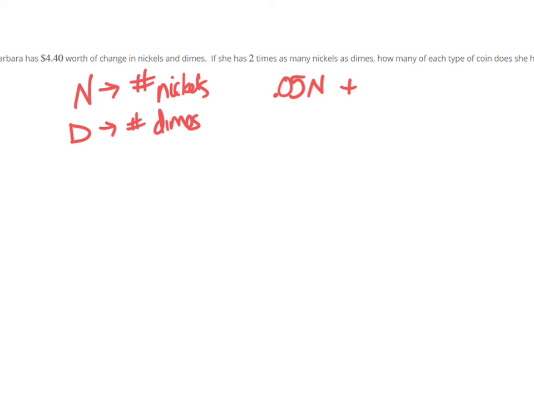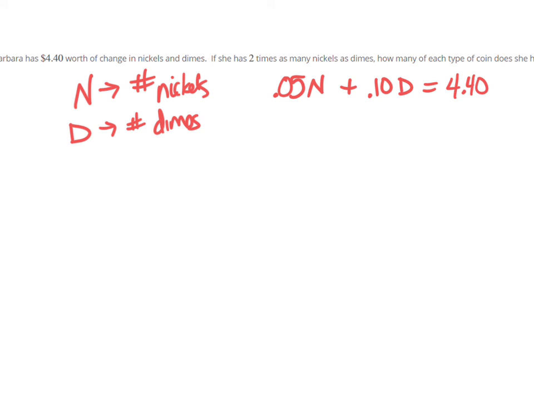Plus, you can do the same thing with your dimes. The dimes are 10 cents each, so if I took 10 cents times every dime, that would tell me how much money I have in dimes. And that would equal the total amount of money I have, which is $4.40.